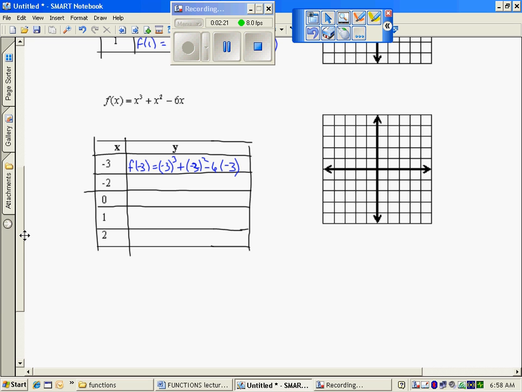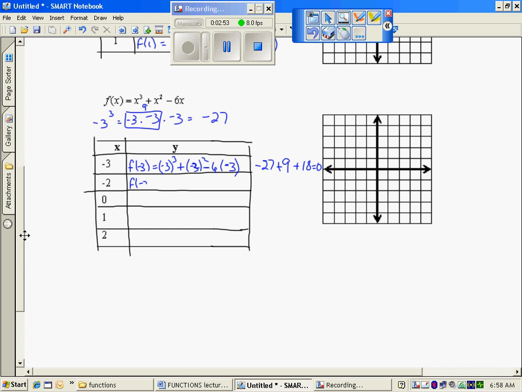Well, negative 3 cubed is negative 3 times negative 3 times negative 3. 3 negatives produce a negative. Multiplying these first, I get a positive 9. 9 times negative 3 is negative 27. Then I need to add negative 3 squared, which is 9. And then I need to add 18. I'm adding 18 because I'm multiplying two negatives. 18 and 9 is positive 27, and negative 27 plus 27 produces an output of 0.